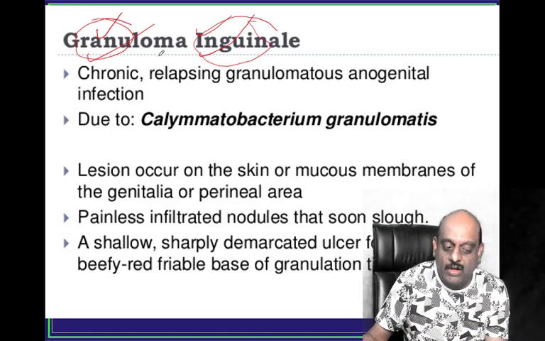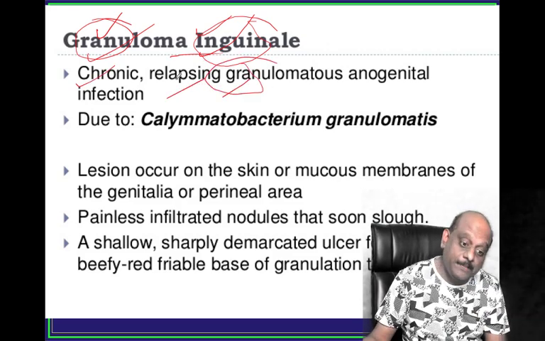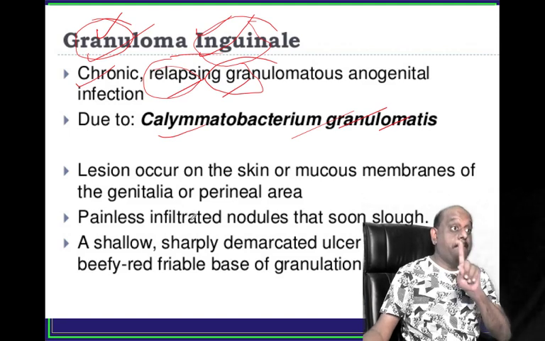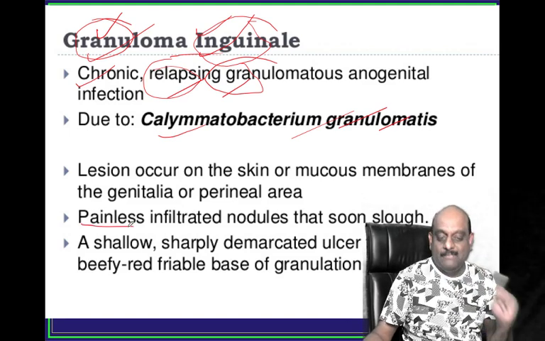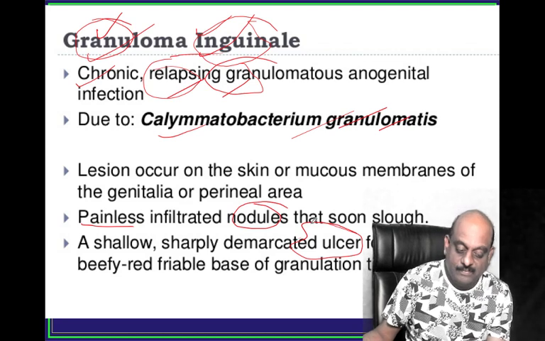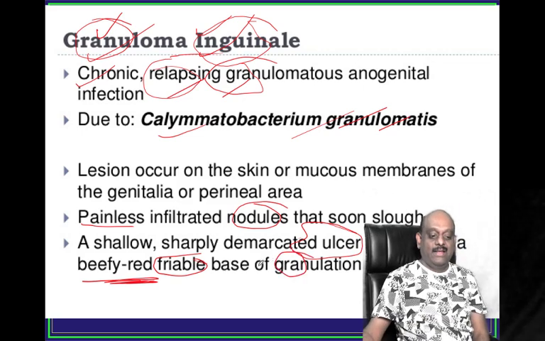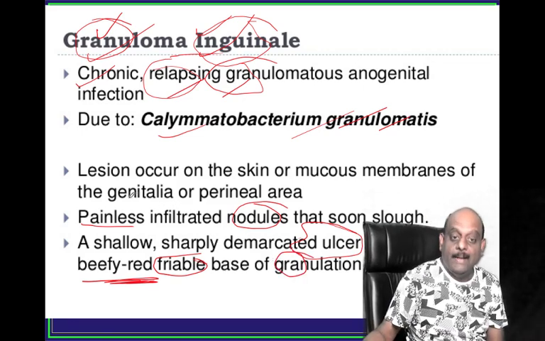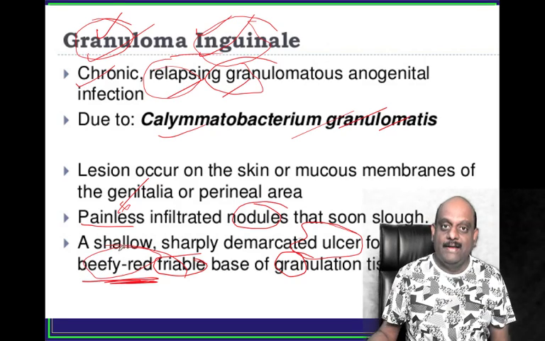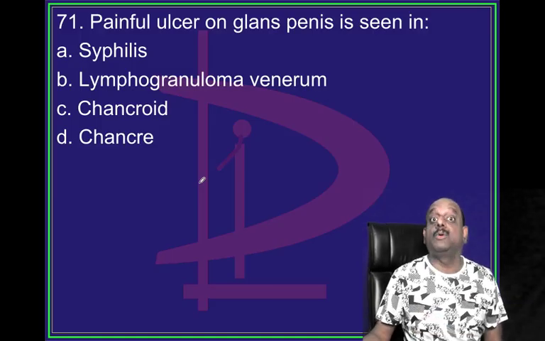So doctor, granuloma inguinale: chronic relapsing granulomatous disease, caused by Klebsiella granulomatis. It is a painless nodule that will slough. It will leave a demarcated ulcer with a beefy red friable base of granulation tissue. So what you need to remember: granuloma inguinale is painless, granuloma inguinale is beefy red, Klebsiella is responsible for granuloma inguinale. These buzzwords should come back to your memory in tomorrow's exam.